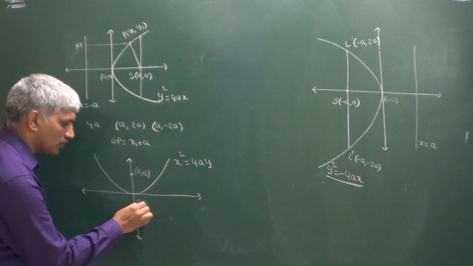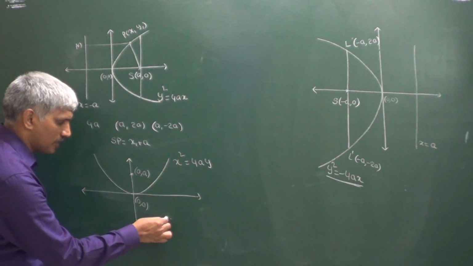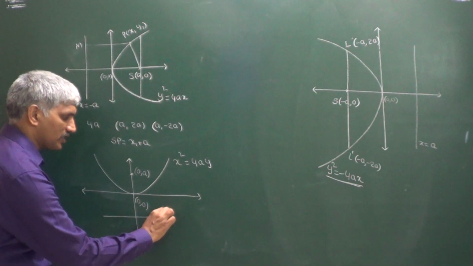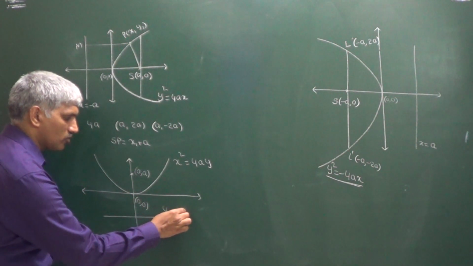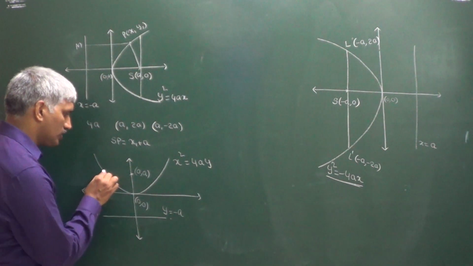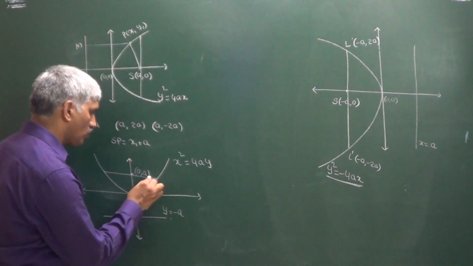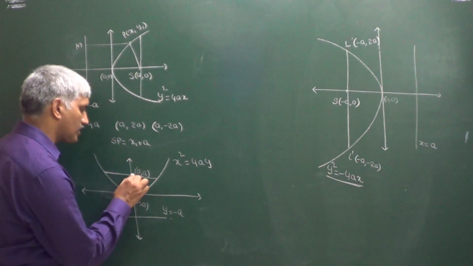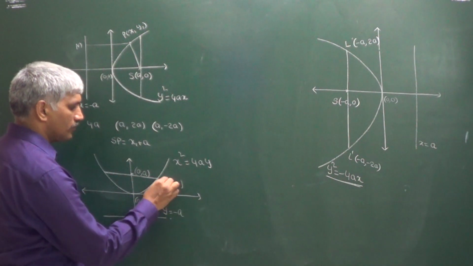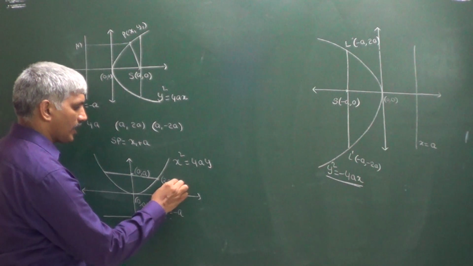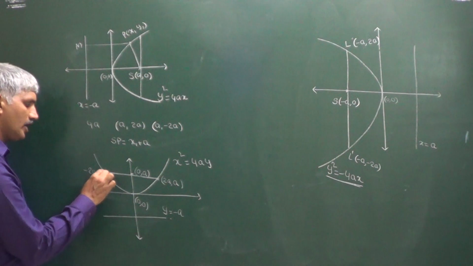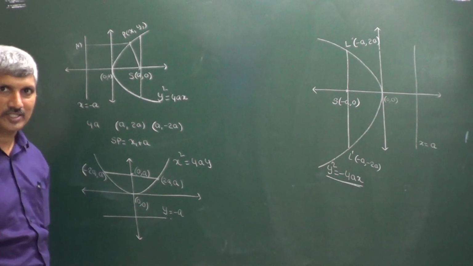Vertex is 0 comma 0. And this is the directrix. Can you tell me what is the equation of the directrix? This is the line, y is equal to minus a, the equation of the directrix. Now I can say this is the length of the latus rectum. No doubt here also you will get the length of the latus rectum as 4a only. But these are the coordinates: if this point is 2a comma a, then this point becomes minus 2a comma a. These are the ends of the latus rectum.